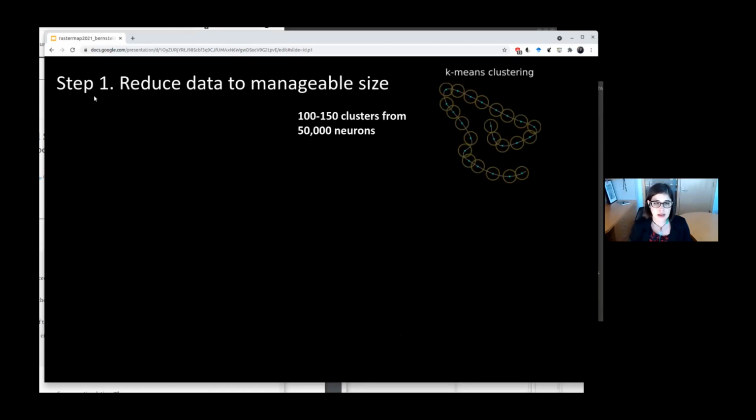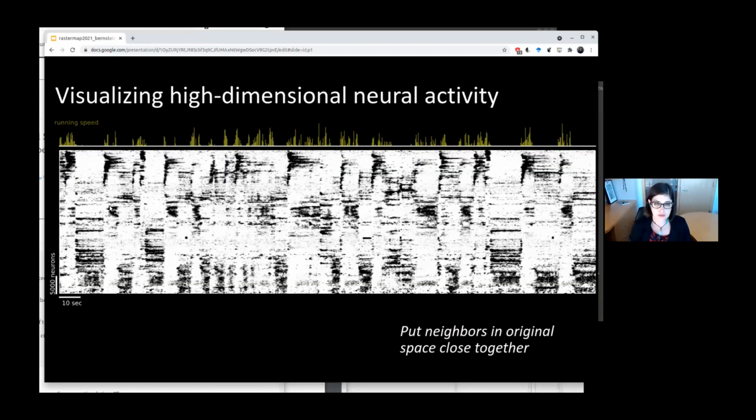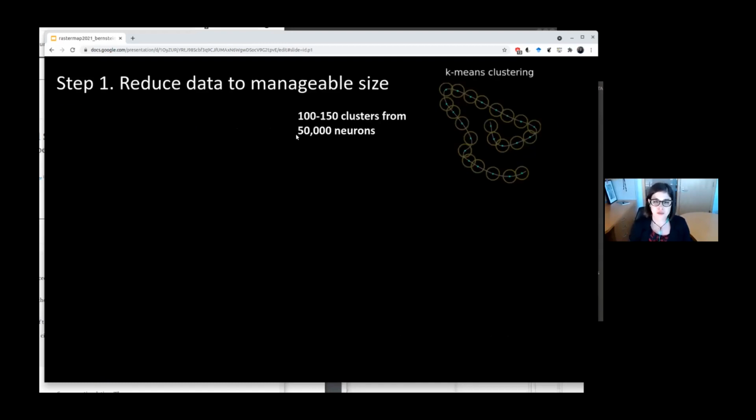So how do we get this visualization? I'm going to tell you what we found worked the best. We've tried a lot of different versions of Rastermap, but I'll tell you the version that works. First, we reduce the data to a manageable size. In this case, we use k-means clustering, which gives us a coverage of the whole neural space, and we get 100 to 150 clusters from 50,000 neurons.